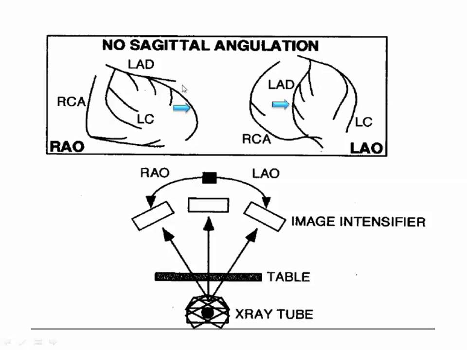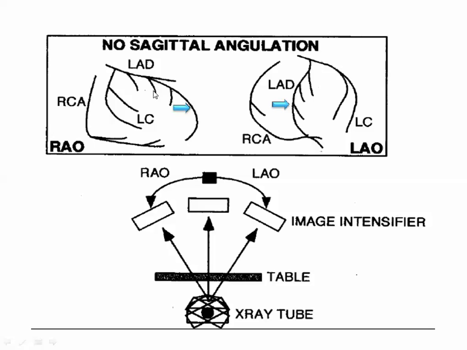What is this view? Here is the spine, so what will it be? RAO. Yes. So what are the walls? Anterior, apex, inferior. Okay. So what's the vessel? LAD and LCX in the atrioventricular groove, and this is the RCA supplying the inferior.